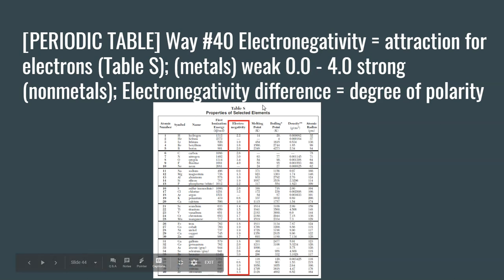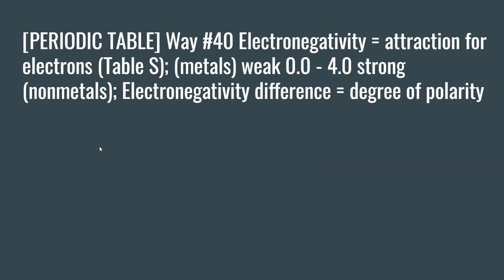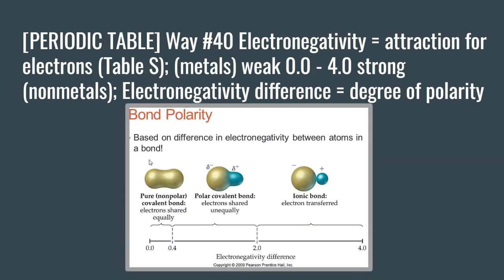In general, metals tend to have weak electronegativity, values closer to 0, whereas nonmetals tend to have strong electronegativity. And the reason why, if you recall, is all atoms are trying to achieve stability. And it's a lot easier for metals to lose electrons and nonmetals to gain electrons in order to achieve that octet.